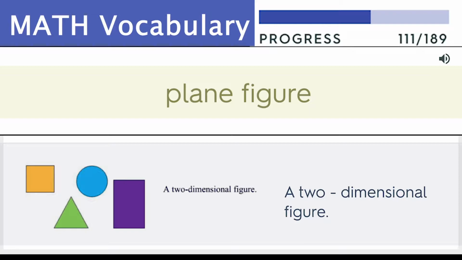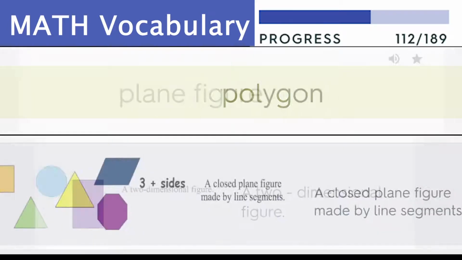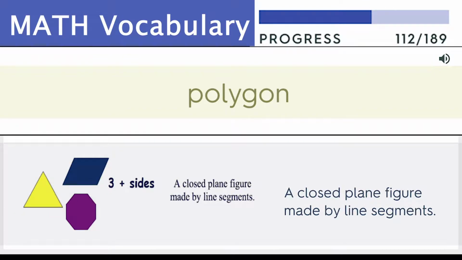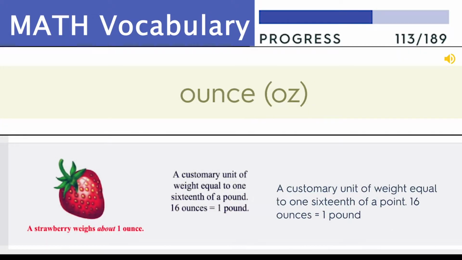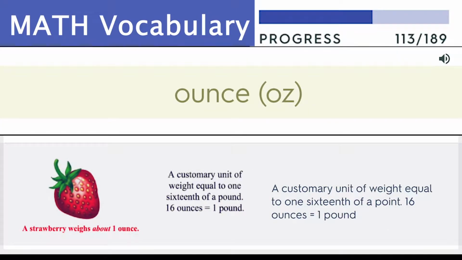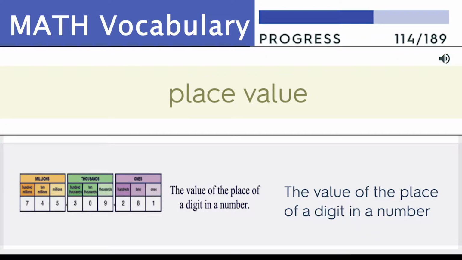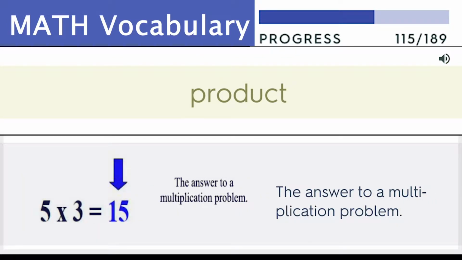Plane figure. A two-dimensional figure. Polygon. A closed plane figure made by line segments. Ounce. A customary unit of weight equal to 1/16 of a pound. 16 ounces equals 1 pound. Place value. The value of the place of a digit in a number. Product. The answer to a multiplication problem.